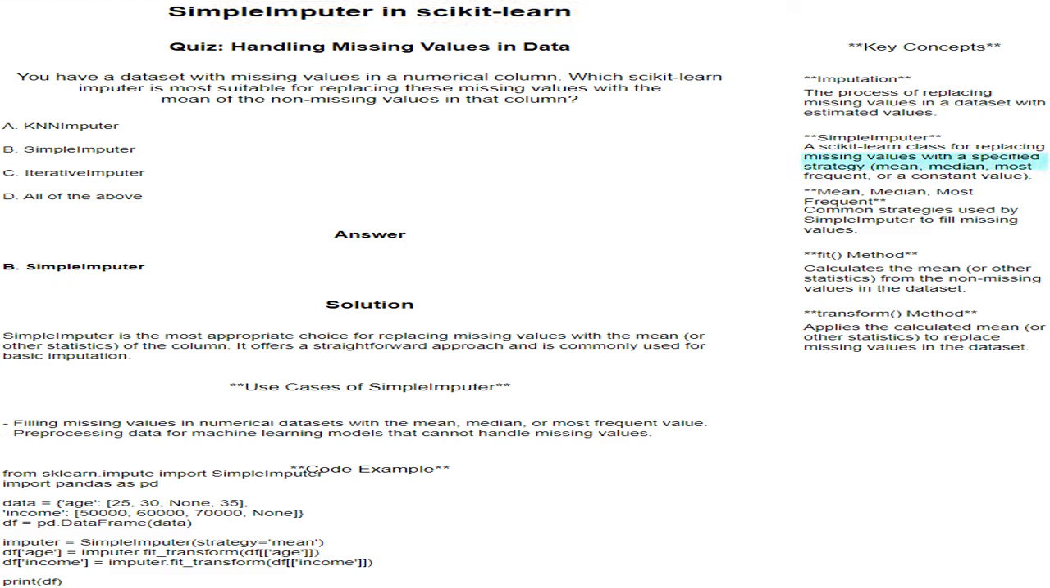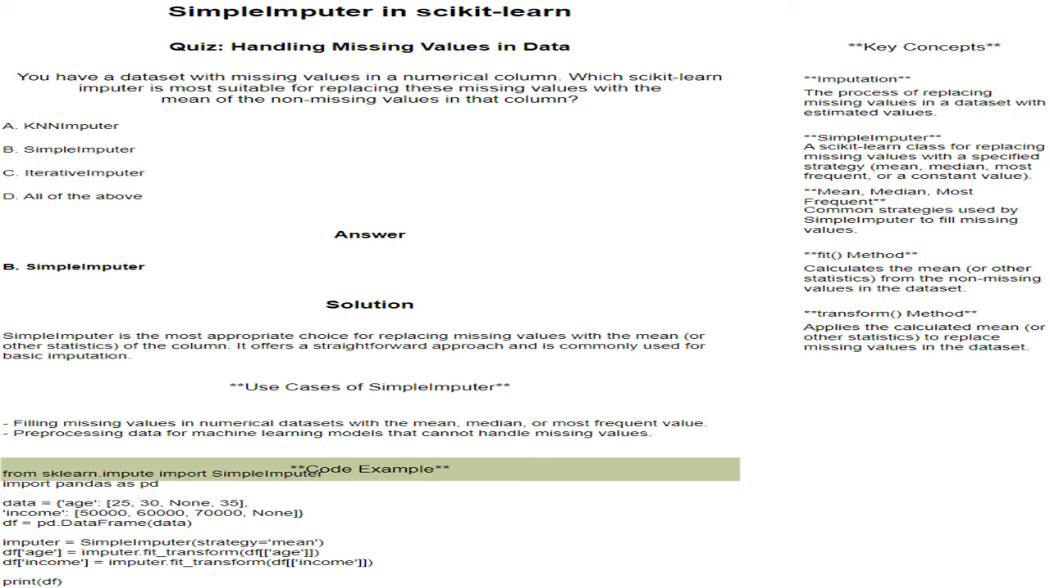Simple imputer: a scikit-learn class for replacing missing values with a specified strategy: mean, median, most frequent, or a constant value. Mean, median, most frequent are common strategies used by simple imputer to fill missing values. Fit method: calculates the mean or other statistics from the non-missing values in the dataset. Transform method: applies the calculated mean or other statistics to replace missing values in the dataset.